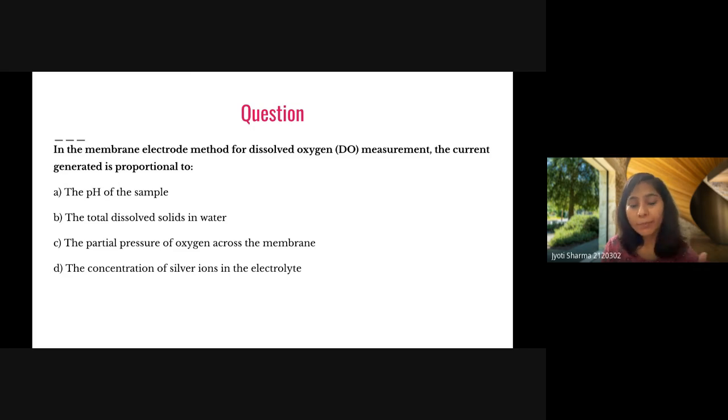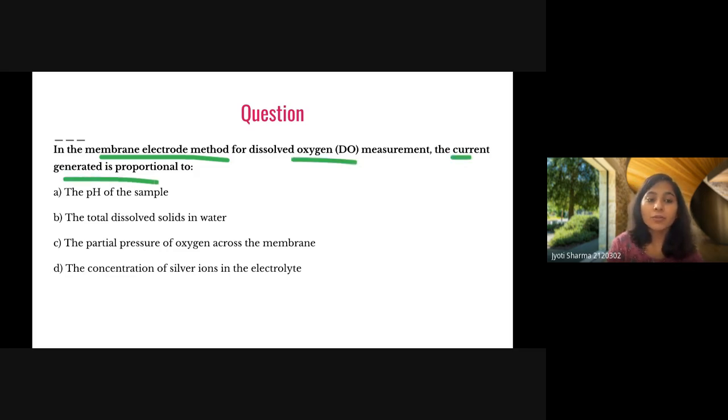Okay, so one method is Winkler method to determine the concentration of dissolved oxygen. Another method is membrane electrode method to determine the dissolved oxygen. And here the current generated is proportional to what? pH of the sample, total dissolved solid in water, partial pressure of oxygen across the membrane, and the concentration of silver ion in the electrolytes.